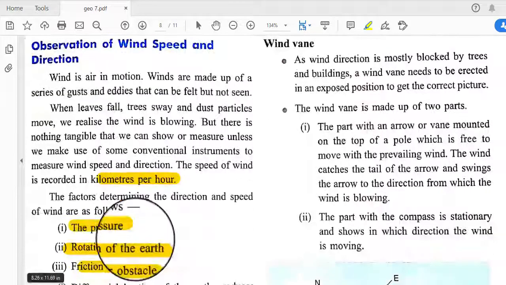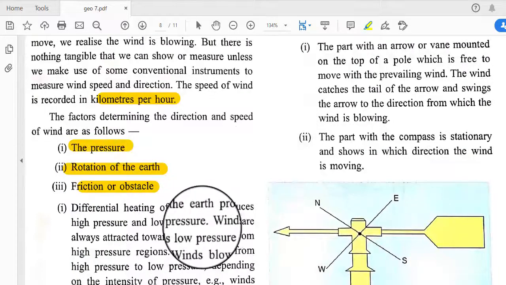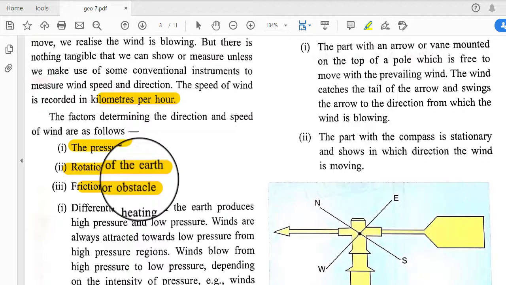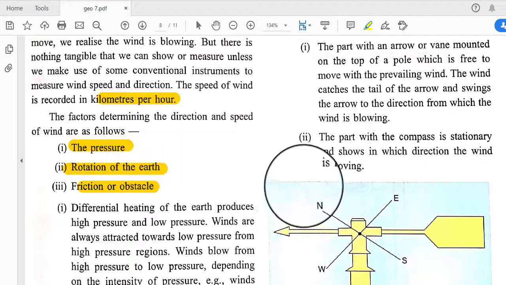So these are the indicators. First one is the pressure. What is the pressure, and what is the difference between low pressure and high pressure? This is one cause, and another is the rotation of earth. What is the speed of rotation?